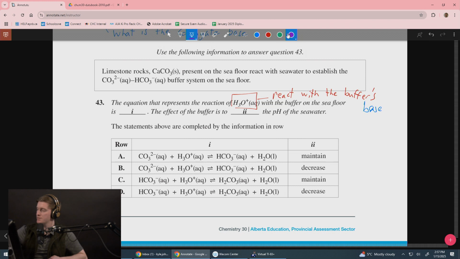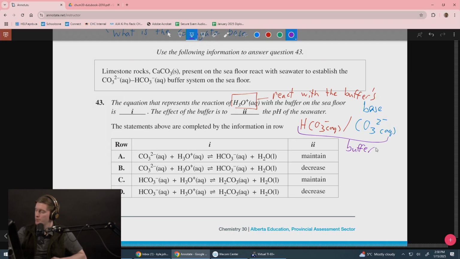Here's our buffer system that we've established here. The buffer system that we've established here is that the bicarbonate anion, or the hydrogen carbonate anion, whichever way you want to say it, is acting as our acid, and the carbonate anion is acting as our base. This is our buffer system right here.